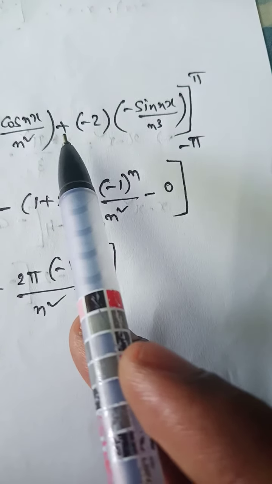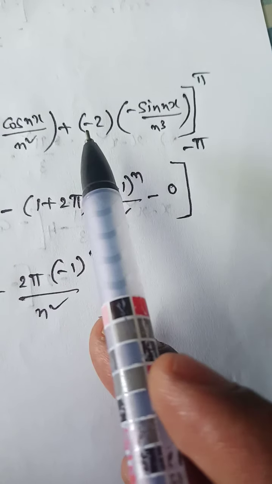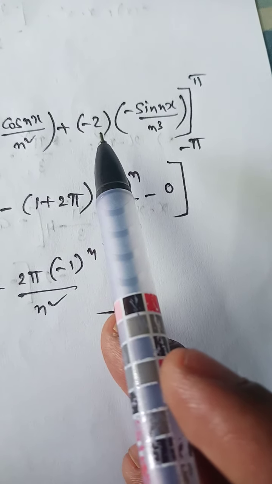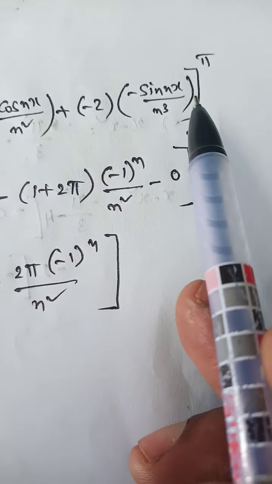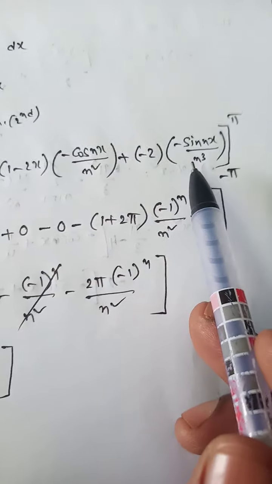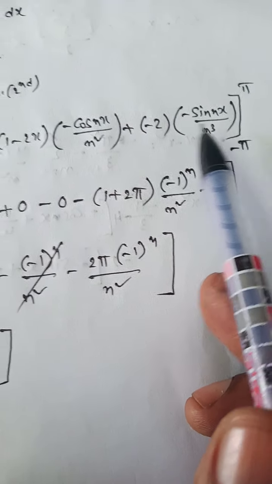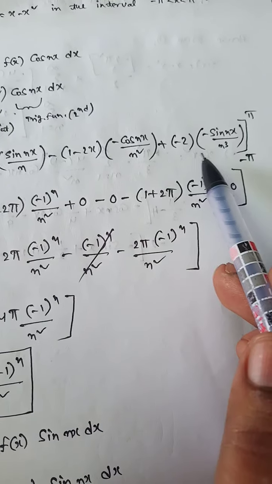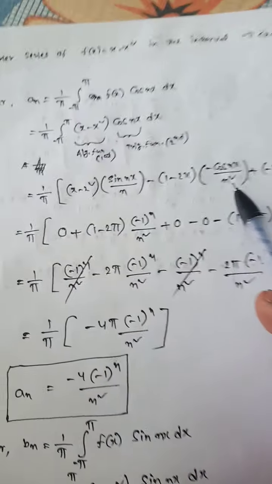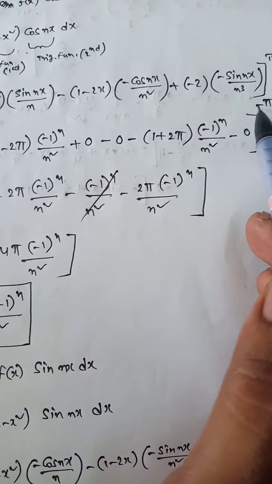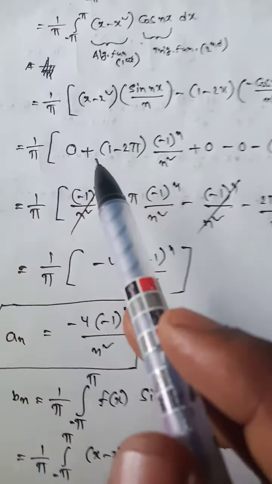Why? Because after plus what will we have? Minus. This is the first term, this is the second term. First term minus 2 differentiation 0. 0 into anything is 0. That's why I'm terminating here. That is the completion of integration. And here after completion of integration, write down the limits minus pi to pi. Now here, complete the integration.